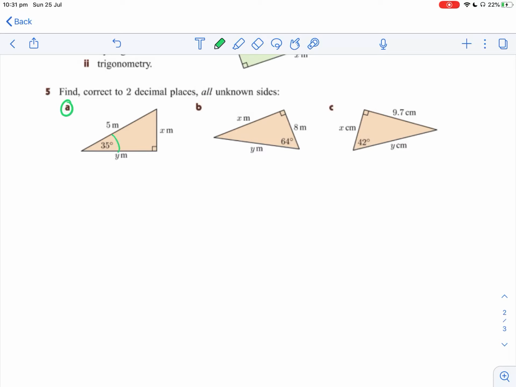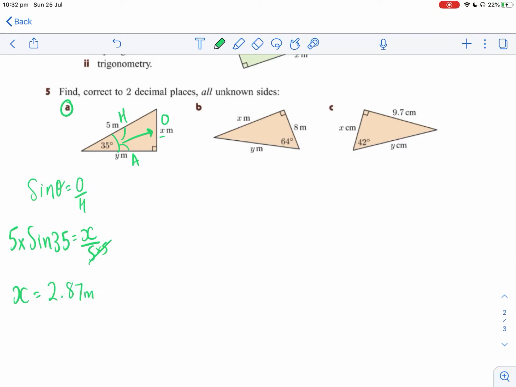So first thing, again, label my sides. So this is my opposite, 5 is my hypotenuse, and y is my adjacent. I'm going to find x first, and I'm going to use sine theta is opposite over hypotenuse. So that will become sine 35 equals x over 5. I want to get x by itself, so I'm going to times by 5. So x comes out to be 2.87 meters. So this length here is 2.87.